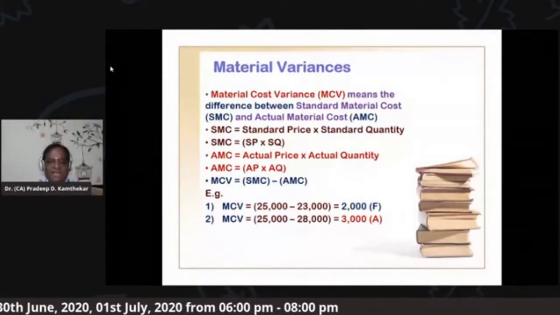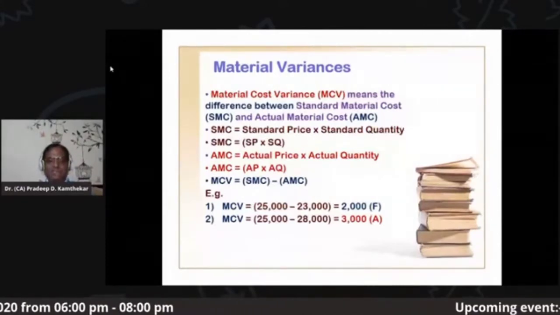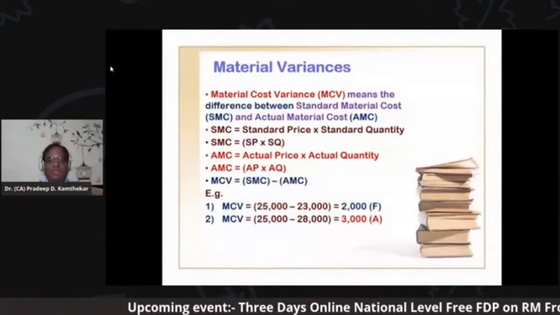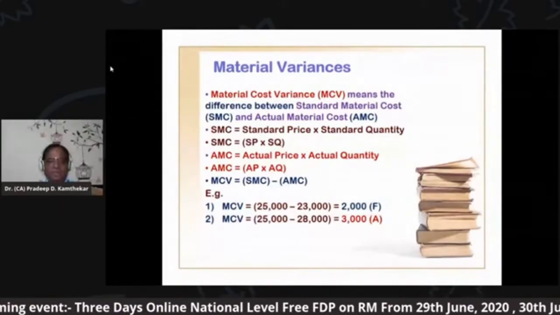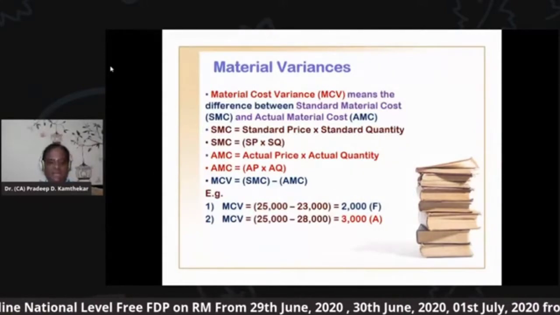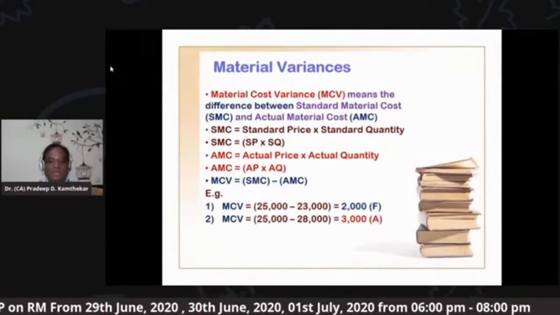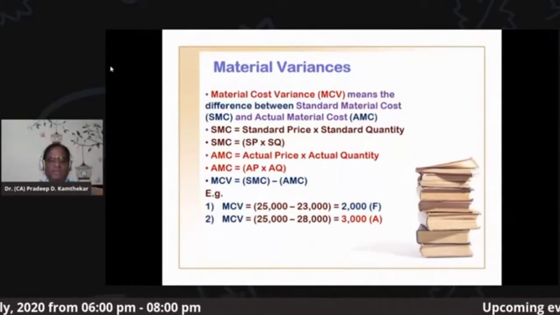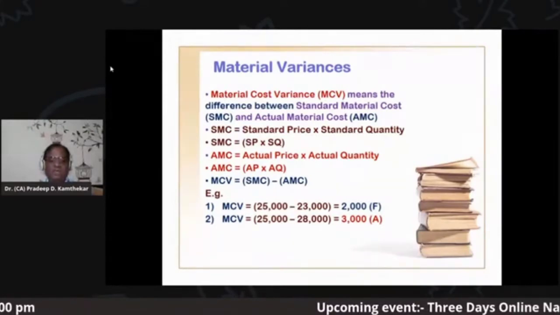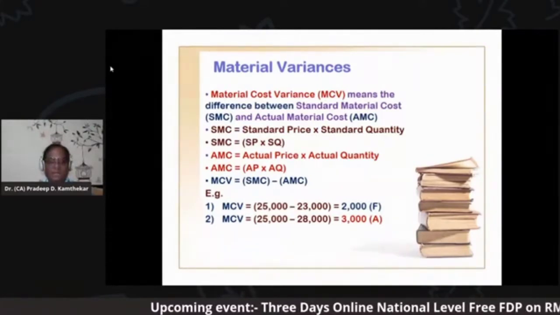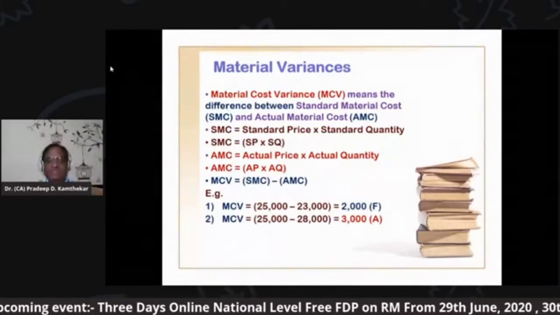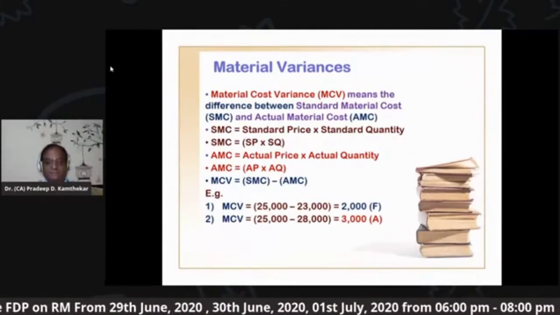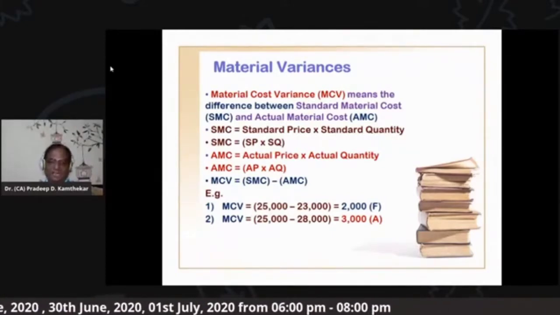Now against that, we have actual material cost. What is actual material cost? Actual material cost is the actual quantity of the material consumed, the actual number of units in kgs or liters or meters, and the actual price per liter, per kilogram, per meter, etc. paid. If you multiply these two, you will get actual material cost, which is nothing but AP into AQ. When you compare actual material cost and standard material cost, you get a difference, either positive or negative.